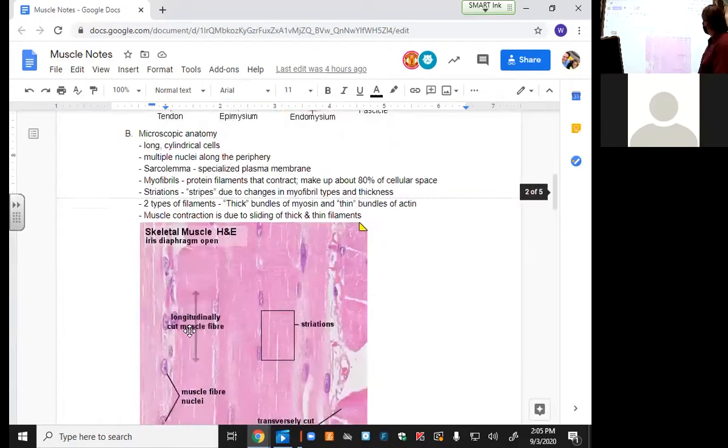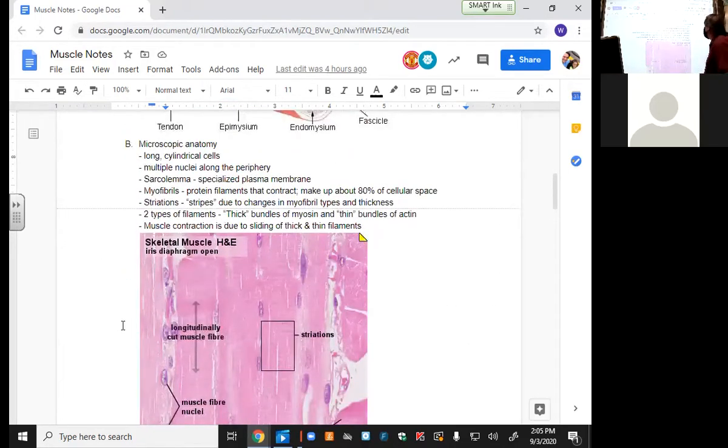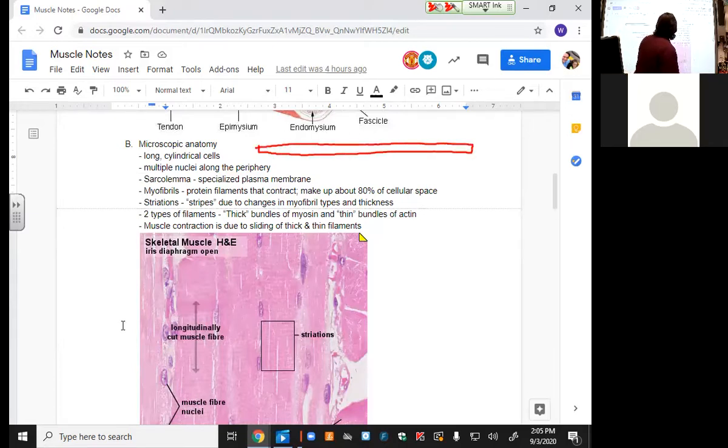So let's get a little bit microscopic. All right, so looking at the microscopic anatomy of muscle cells, these guys are long and skinny. If you were able to isolate one muscle cell, we're talking about this long, skinny rectangle, okay?